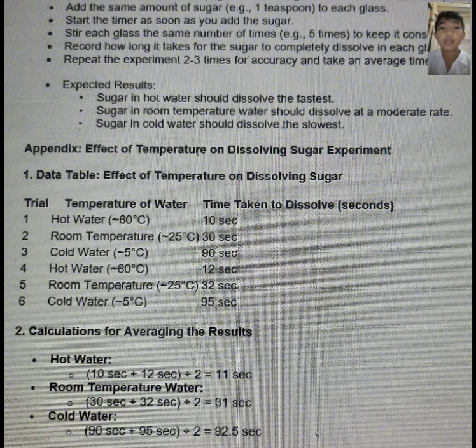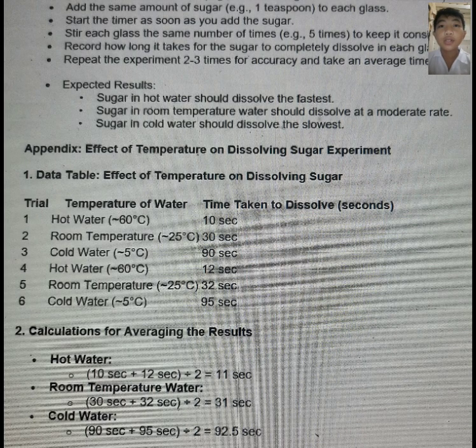Stir each glass the same number of times, five times, to keep it consistent. Record how long it takes for the sugar to completely dissolve in each glass. Repeat the experiment two to three times for accuracy and take an average time.